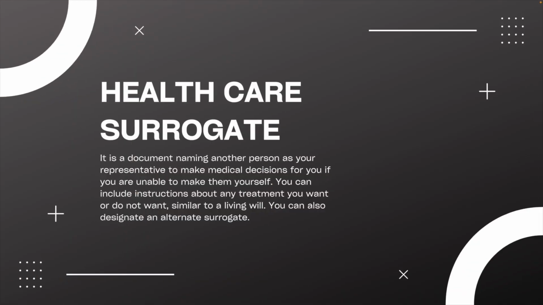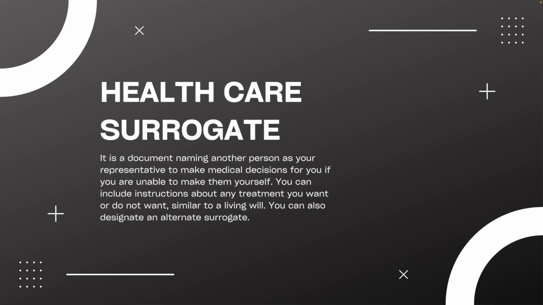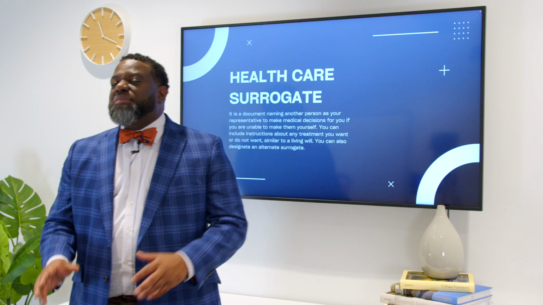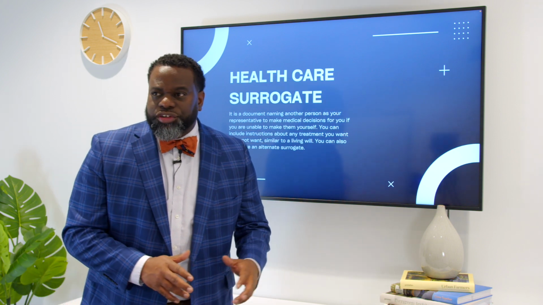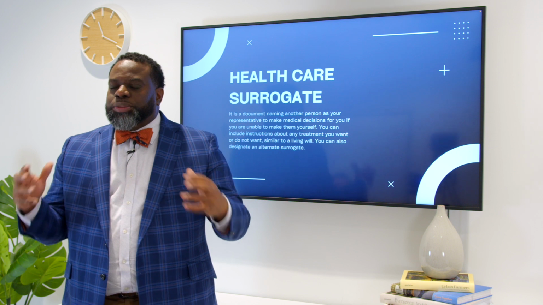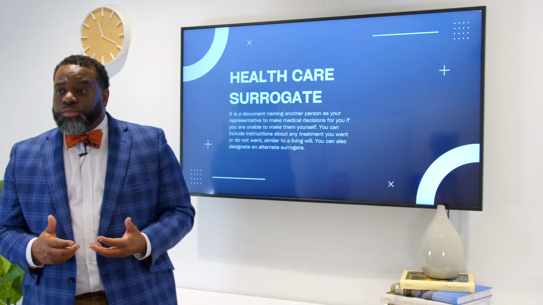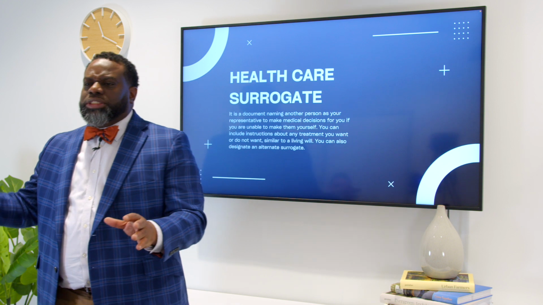Now, another advance directive is called the health care surrogate. It is a document naming another person as your representative to make medical decisions for you if you are unable to make them by yourself. You can include instructions about any treatment you want or do not want, similar to a living will. You can also designate an alternate surrogate. Essentially, with a healthcare surrogate, you are designating somebody else to make healthcare decisions for you. Simply put, it comes into practice if you're in the hospital and you cannot make those decisions on your own, and the hospital professionals need somebody they can talk to determine what type of procedures they can or cannot perform on you. So this is a person who's going to be making medical decisions on your behalf.